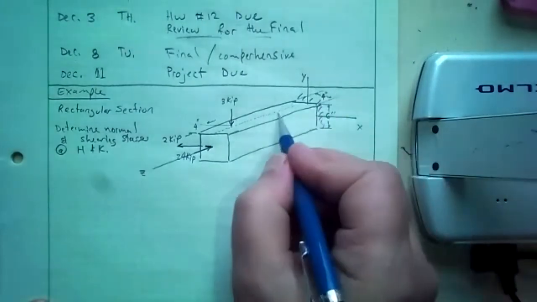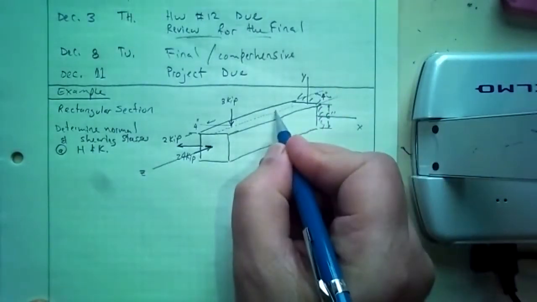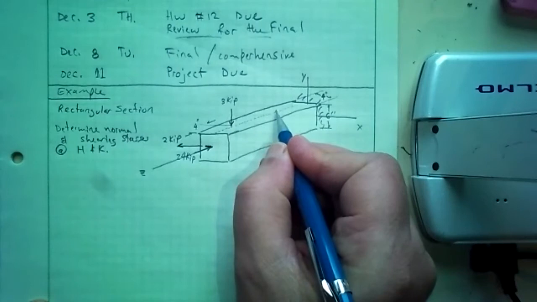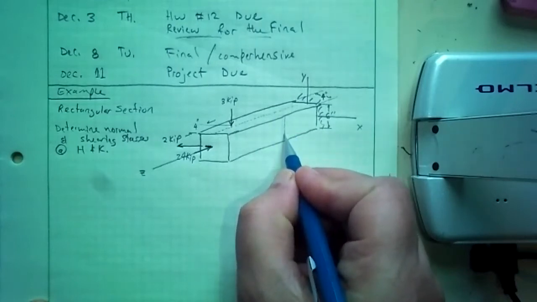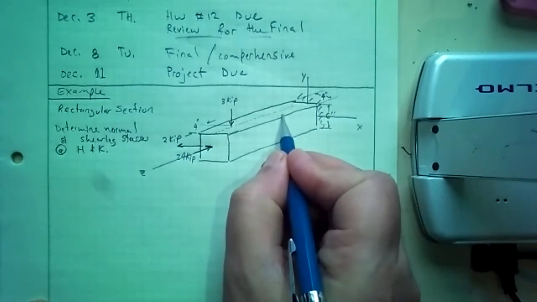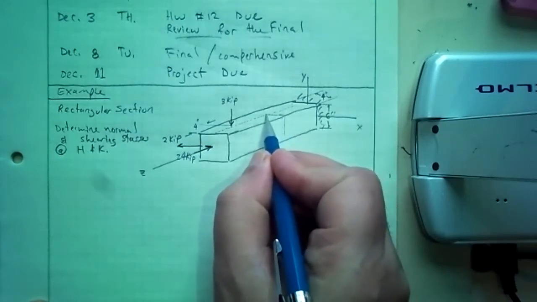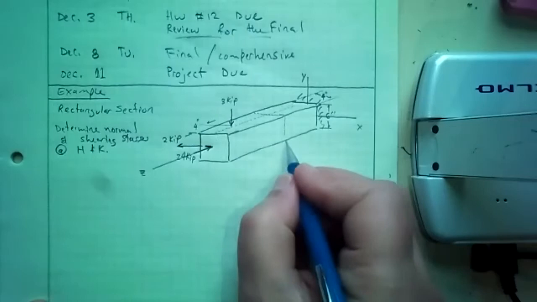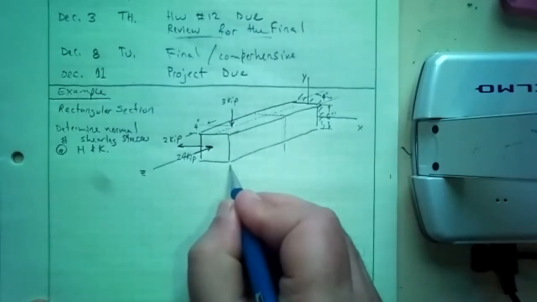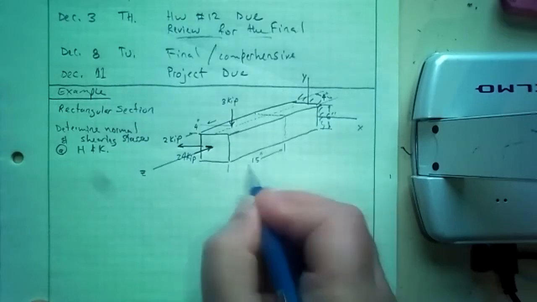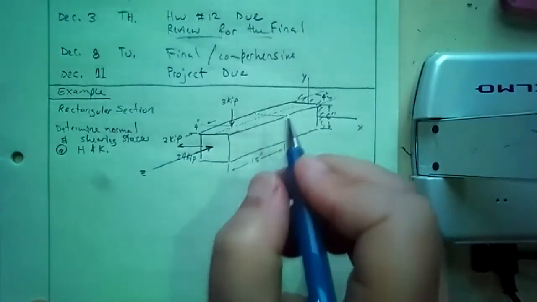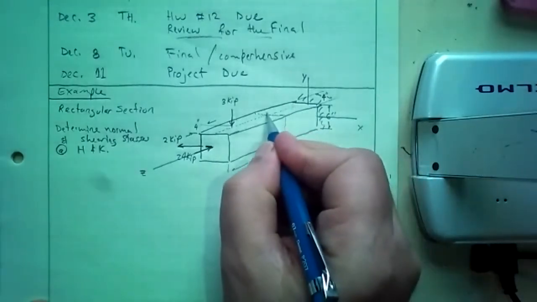Well, H and K are over here at some distance, 15 inches from the end. So this distance is 15 inches. And H is up here, right in the middle.